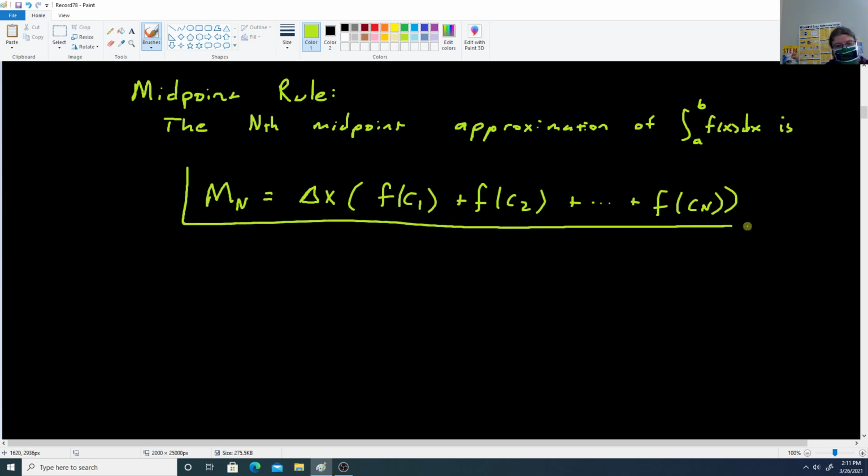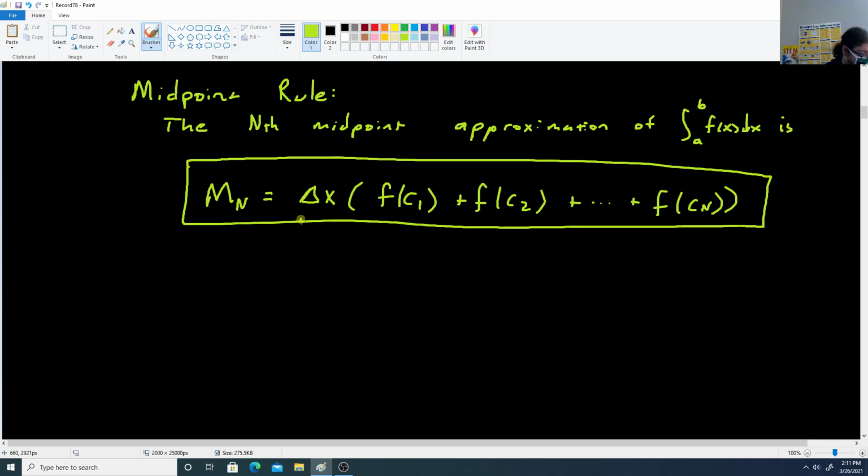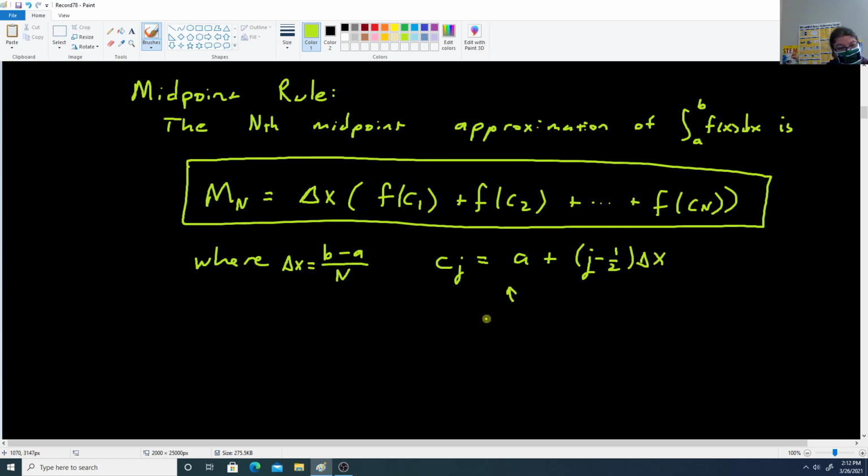And in this expression here, each of those delta x, that is the interval length divided by n, that is our delta x. And the cj will equal a plus j minus a half times the delta x. And that right there is the midpoint of the interval from c j minus 1 up to cj. So this is our midpoint rule.